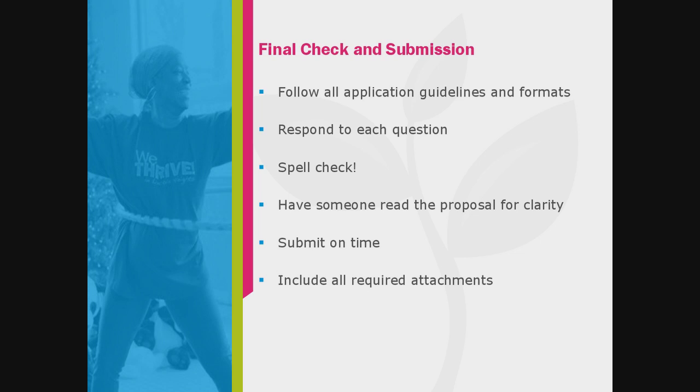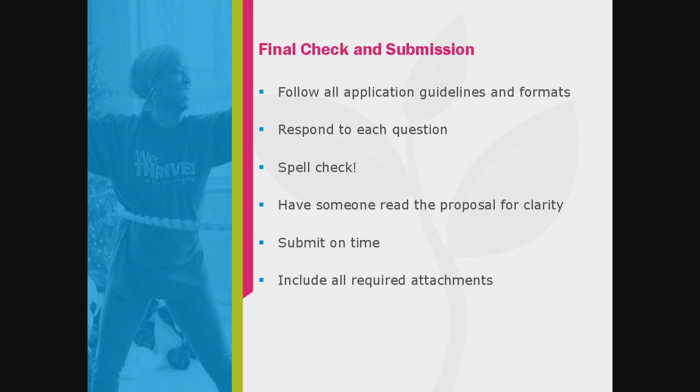So you've gotten everything together, you're getting ready to submit. What is that final check? Make sure that you followed all of the application guidelines and formats. You responded to each question within the guidelines. Spell check, grammar check, important. It's always helpful to have someone else read the proposal for clarity, because it makes sense to you in your mind because you're the one who wrote it, but could another person read it and have a clear understanding of what you're doing? Submitting on time is a must.